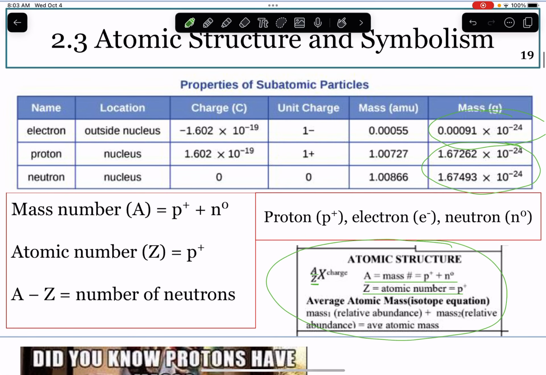We can find the number of neutrons a certain atom has by taking the mass number, or A, and then subtracting the atomic number, Z, and that will equal the number of neutrons. The number of neutrons an atom has is not listed on the periodic table because each isotope has a different number of neutrons.